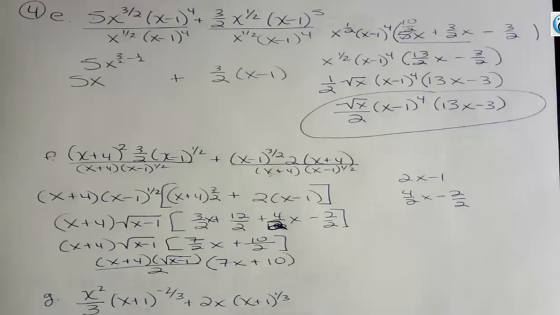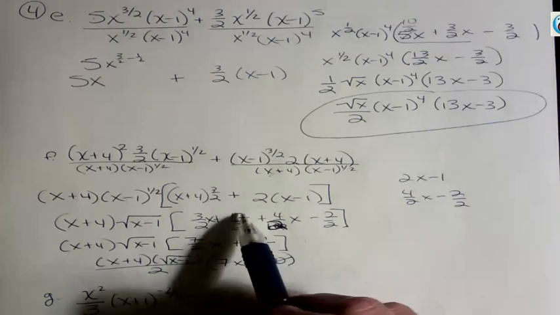What was that? 7x plus 8. How did I get 10? All right, let's go on. That should have been 8. So somewhere, hopefully you saw my calculation error in there.